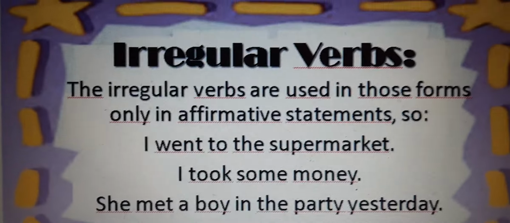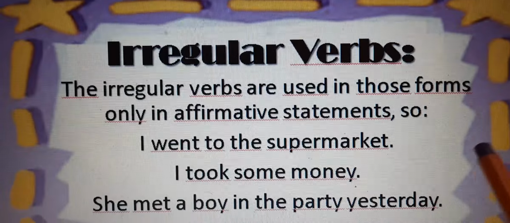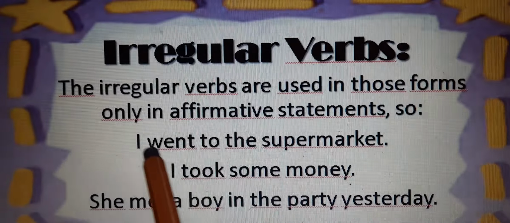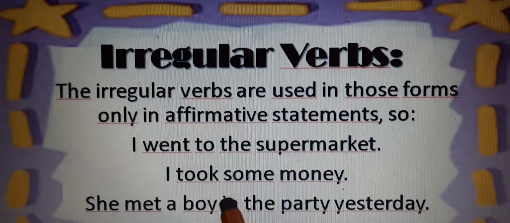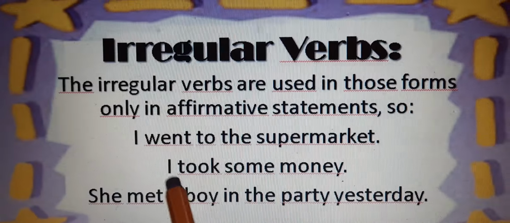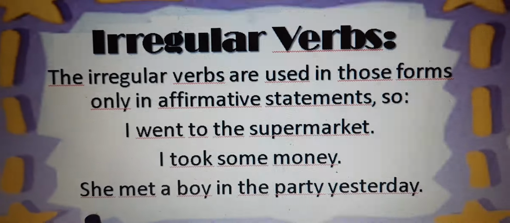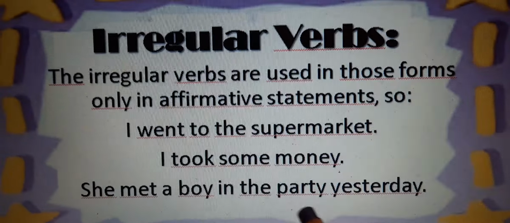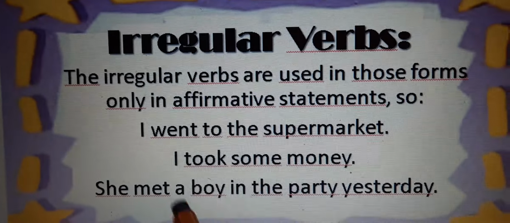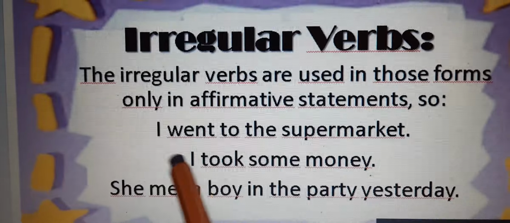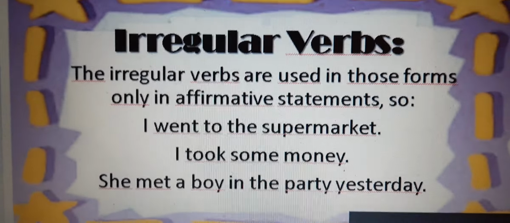Por ejemplo, for example, I went to the supermarket. The main verb is in simple past. I took some money. The main verb is in simple past. She met a boy in the party yesterday. Met is the main verb and it is in simple past.